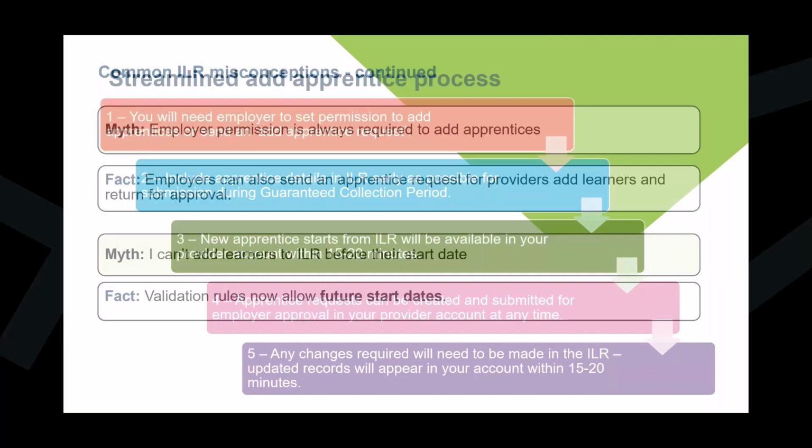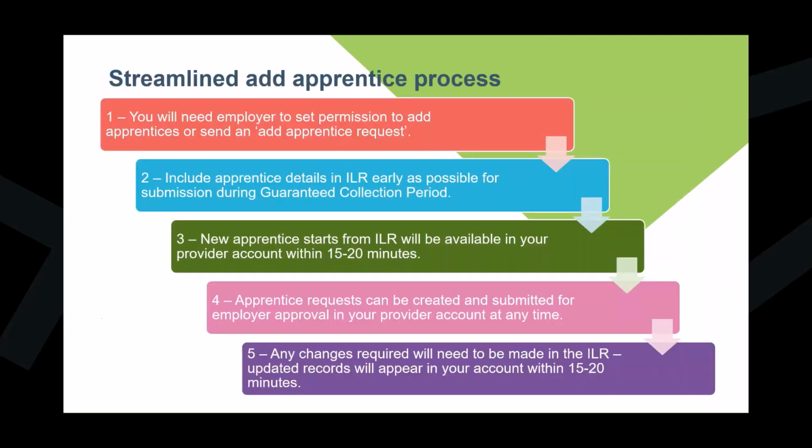Okay, so just to recap, and to help you get the most benefit from the updated and streamlined apprentice process, providers must either have permission from the employer to add apprentices or receive an add apprentice request. Apprentice details should be included in the ILR as early as possible to ensure submission during the guaranteed collection period. New apprentice learner records will appear in the provider's account within 15 to 20 minutes of the ILR submission. Providers should use the new option to add learners from the ILR.